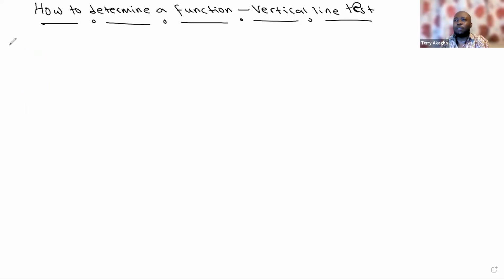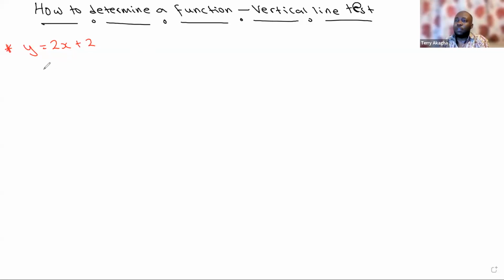So let's say we have y is equal to, let's say 2x plus 2, okay? All right, y is equal to 2x plus 2. And the question is, is this a function? All right. So what will you do? The first thing, you draw the graph.